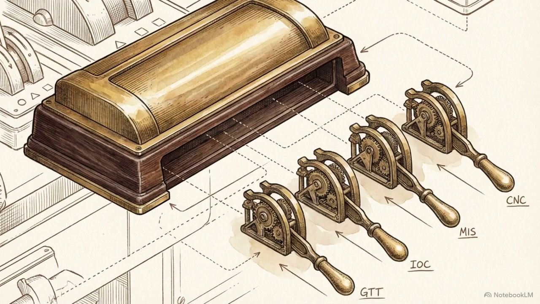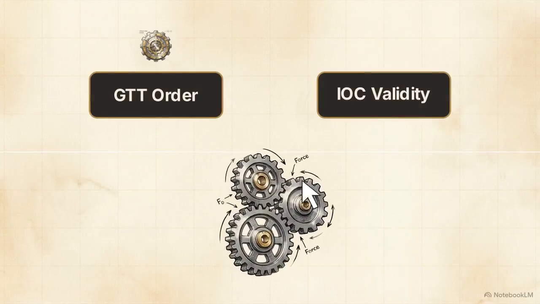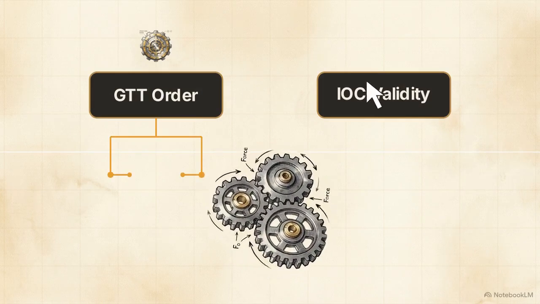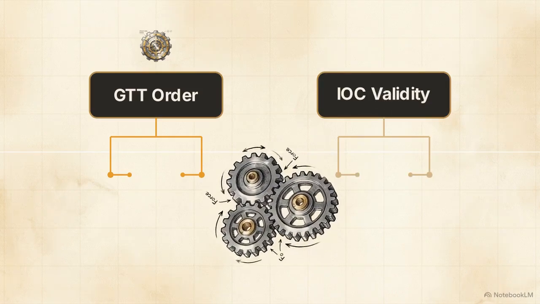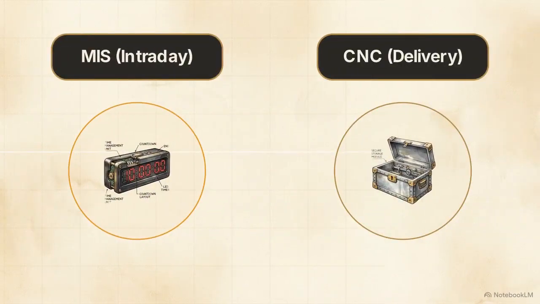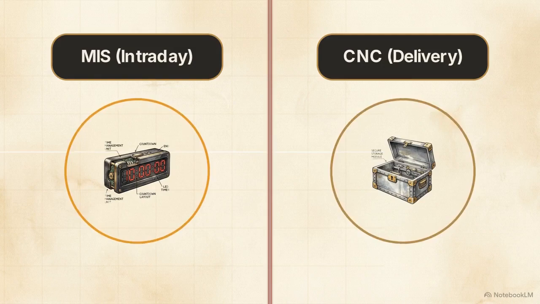Look closely at these toggles: GTT, IOC, MIS, and CNC. Today, we are decoding exactly what these buttons do. We will break down GTT orders, execution validity types, and the critical mechanical difference between MIS and CNC.